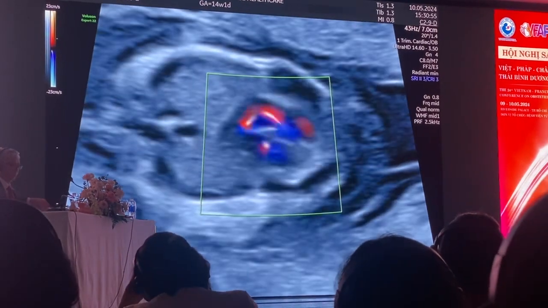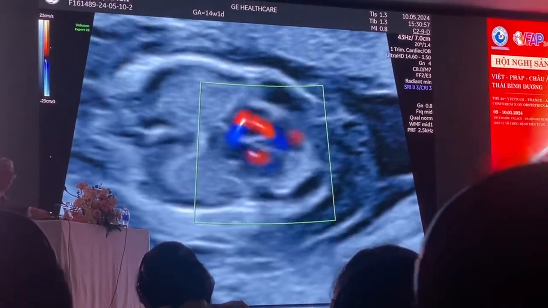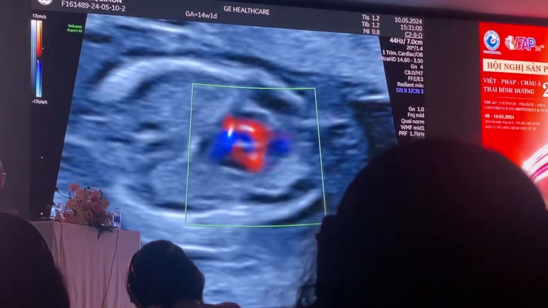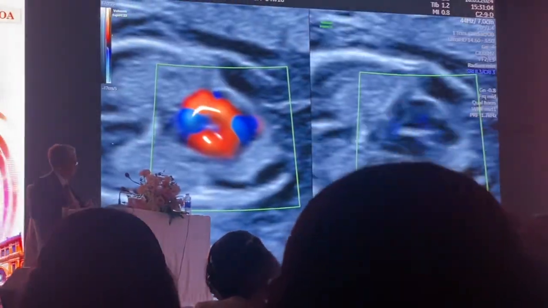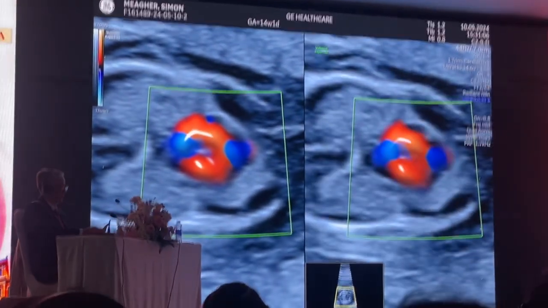And if I don't get fill on that, and it could be a contractility issue, then I can bring down my PRF to get more fill. And I can pull back on my gain. And then once I've done that, I've demonstrated the cardiac inflow.